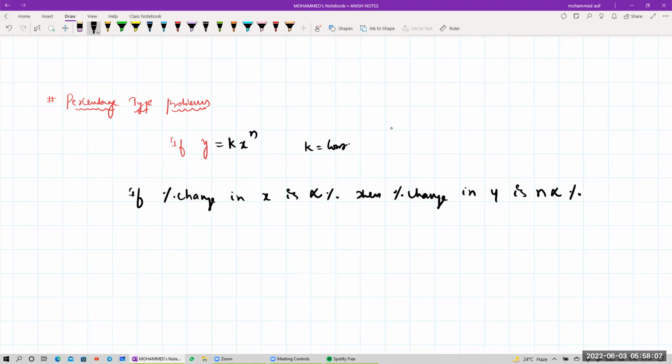We just take the power and multiply. This is applicable when the percentage is less than 10. It is a direct shortcut formula. If the percentage change in X is alpha percent, then the percentage change in Y will be n times alpha.